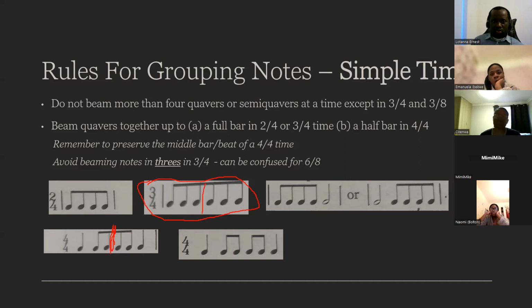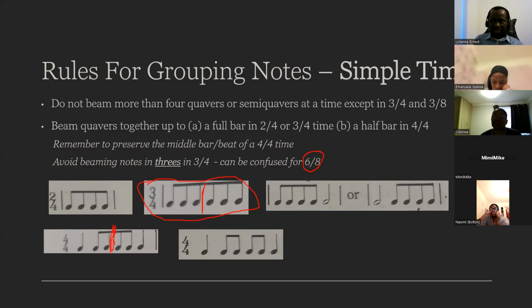Don't divide this into 2 and say you want to beam this 3 and beam this 3. If you do that, you are turning the music into 6/8. You are confusing it with 6/8, because that is compound time, but I'm not going to go into it now because you don't need it. We'll talk about that maybe in grade 3 or 4. So in 3/4 or in 3/8, group in 6, group all the beams together.